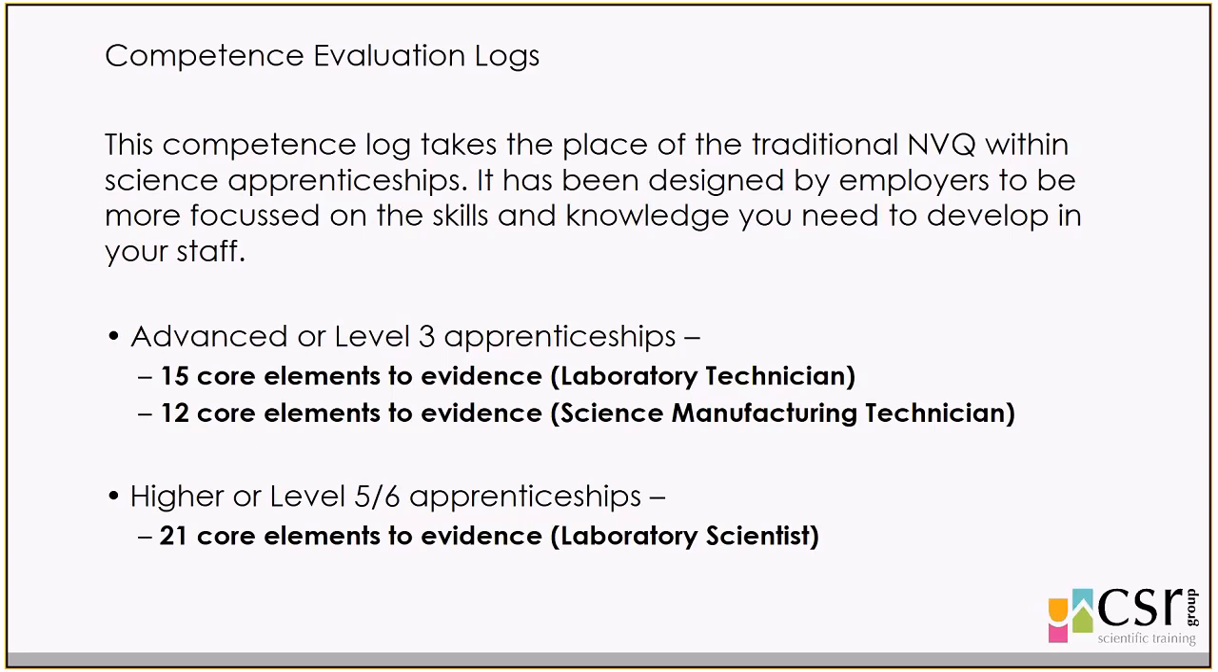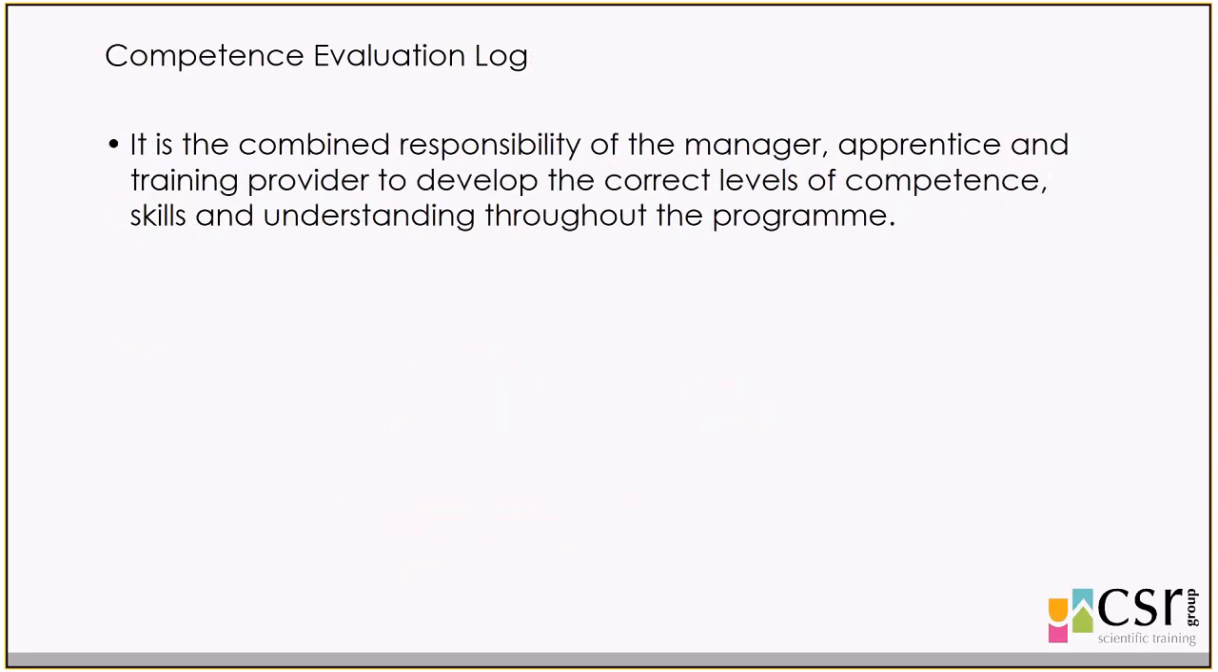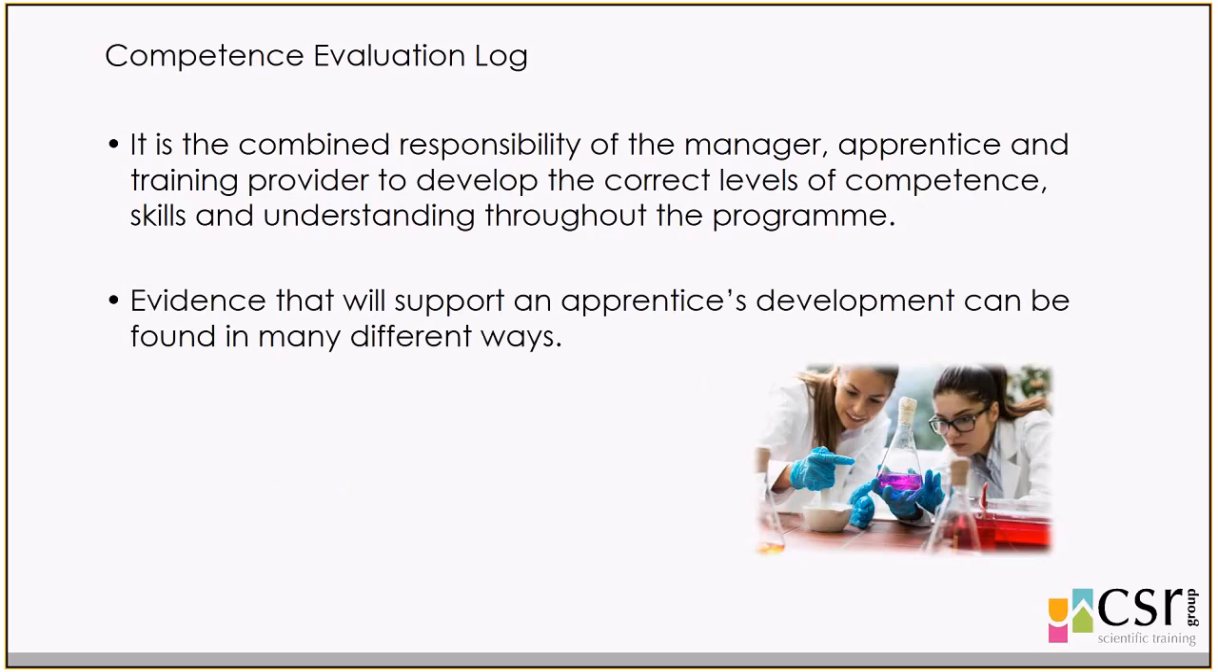Okay, so it is the combined responsibility of you as managers and you as apprentices, depending on who's listening to this, and also us as the training provider, to develop the correct level of competence, skill, and understanding throughout the whole of that program. The evidence that you can collect and the type of evidence you're looking at developing will depend on what you're trying to evidence. Is it a competence? Is it an understanding or knowledge element? There are a number of different ways in which you can do this.